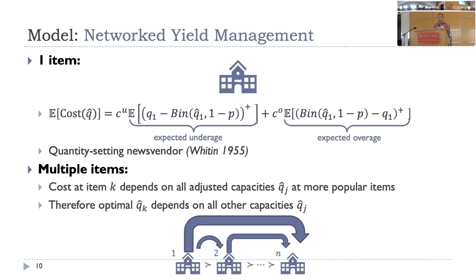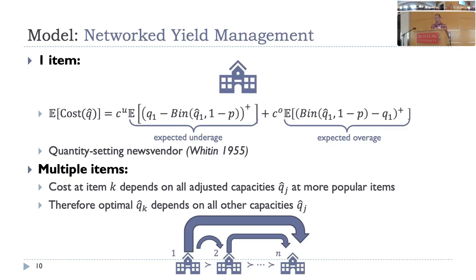To give a better sense of what the cost function looks like, I wrote on the slide what the cost would look like for 1 item. This is a very similar cost function to the newsvendor setting. For those of you in the audience who are familiar with the newsvendor problem, the main difference is that this binomial distribution depends on the decision variable Q1 hat, so how much we overbook a school. However, if you just have 1 item with its own capacity and want to optimize for that in our model, you will get a very similar result as in the newsvendor setting.